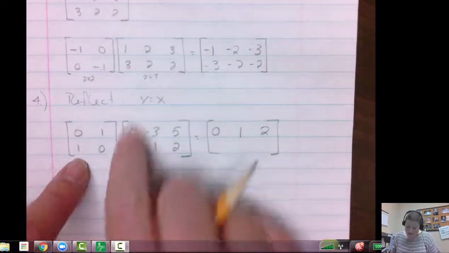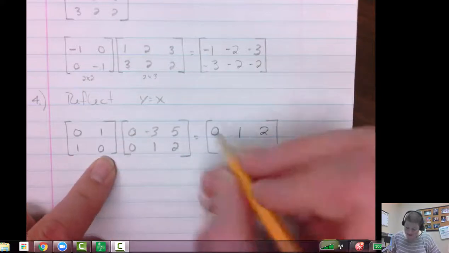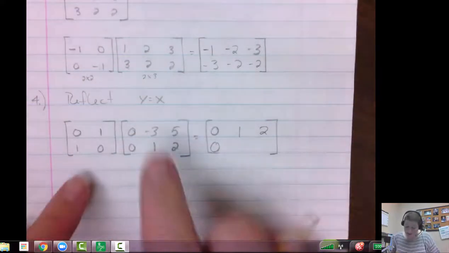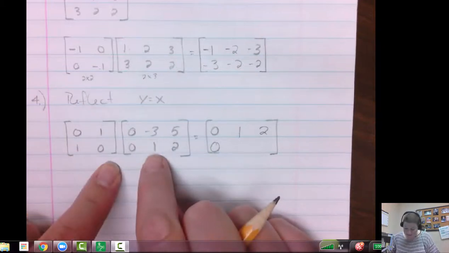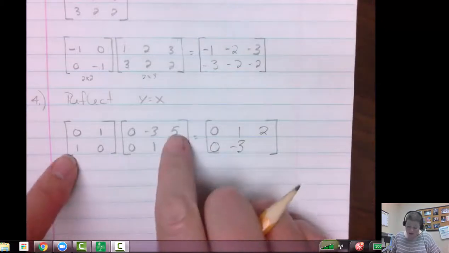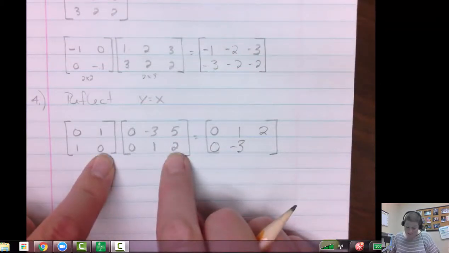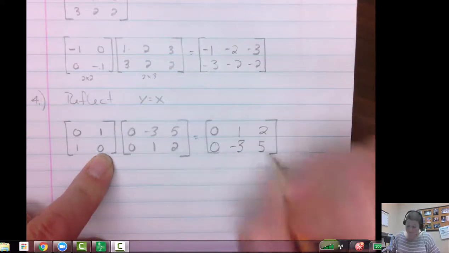Bottom row times each column. So 1 times 0 is 0. 0 times 0 is 0. Add 0 and 0, you get 0. 1 and -3 is -3. 0 and 1 is 0. So we get -3 when we add. And 1 and 5 is 5. 0 and 2 is 0. So 5 and 0 makes 5.